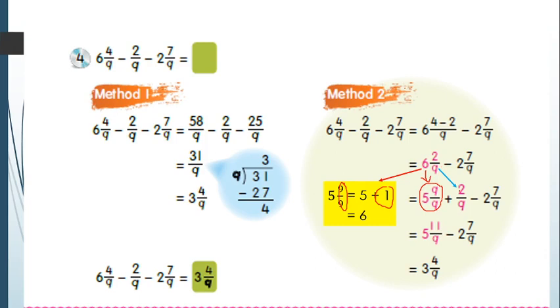This one stays here. So then 5 9/9 plus 2, so now 11/9 minus 7/9. So it can be subtracted. 11 minus 7 equal to 4. So the answer is 3 4/9. Okay, this one is a little bit tricky, so you have to pay attention to this one.